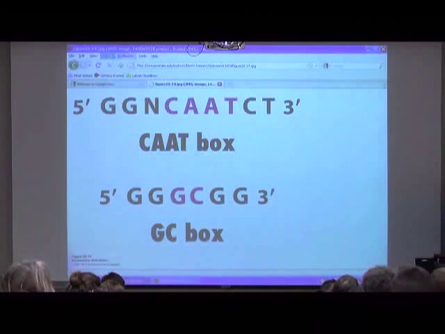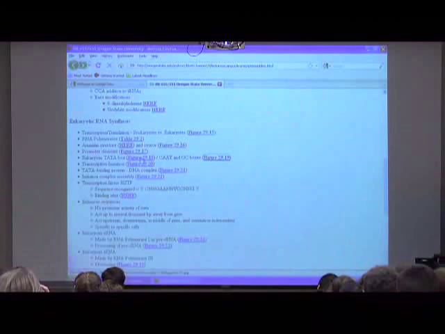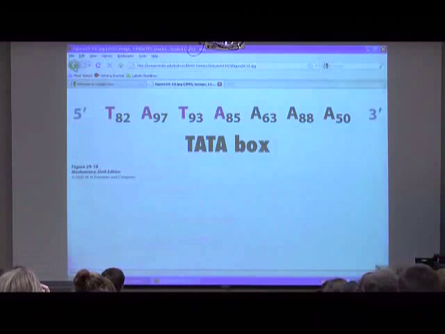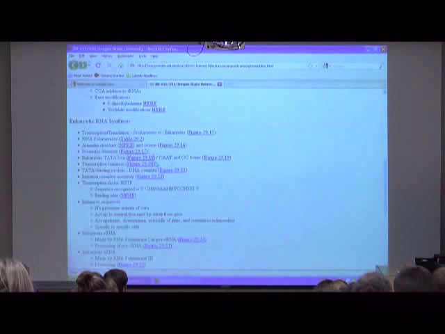Okay. Now for that orchestration that I promised you. There's the TATA box. You can see it looks very much like the prokaryotic one, TATAAAA, and this is the percent of the time that you see each one at that position. So 82%, 97%, 93%, 85%. So it's a fairly well-conserved region for genes that actually have it.